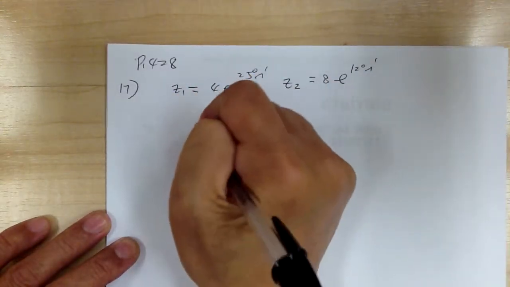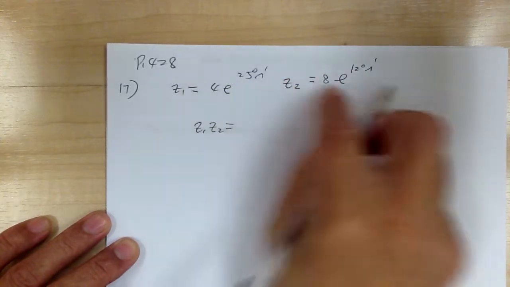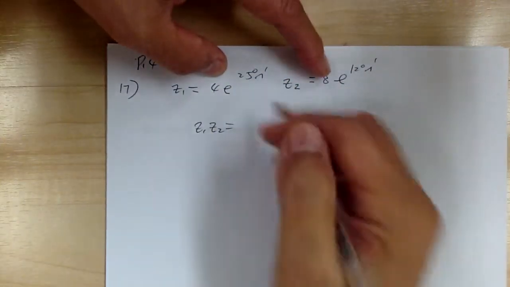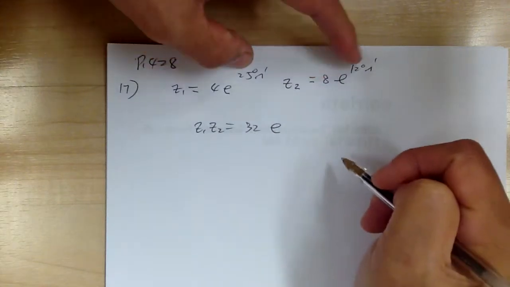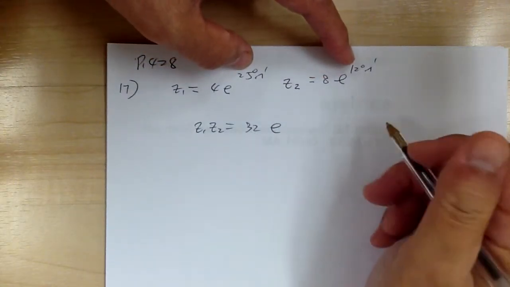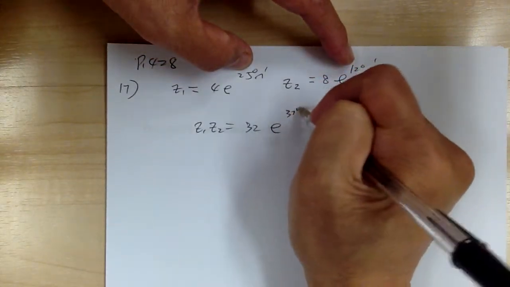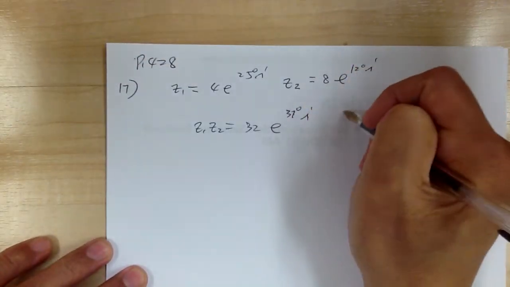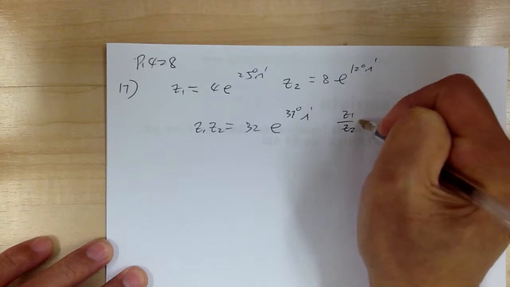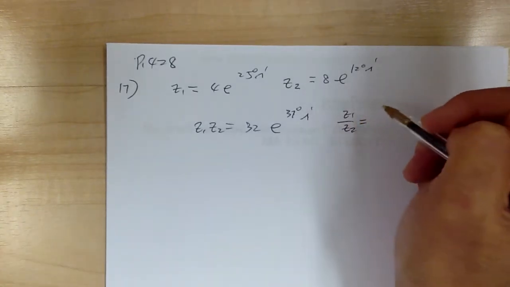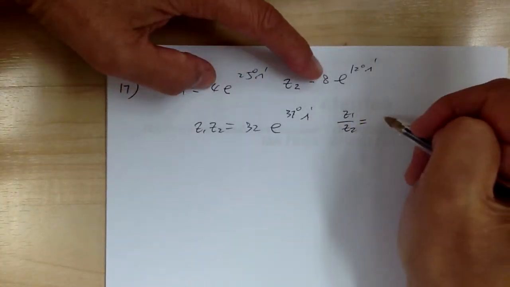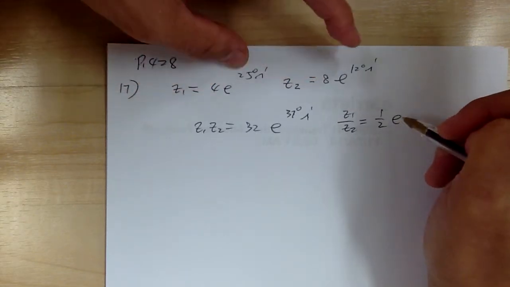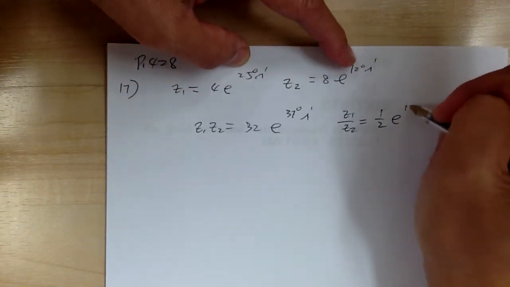So when you multiply z1 z2, you just multiply 4 times 8, which is 32. When you multiply, you add the exponents, right? So it'd be e to the 37 degree i. Okay, and when you divide z1 divided by z2, 4 over 8 is 1 over 2, and when you divide, you subtract, so it'd be 13 degree i.